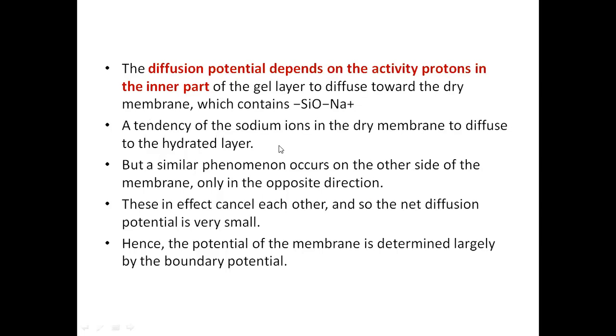But at that same time, the same kind of phenomenon, which is called the boundary potential, takes place on the outer side, and this phenomenon is stronger than the internal phenomenon. That's why the effect of this diffusion potential will be nullified, and hence we can only consider the boundary potential in place of the diffusion potential when we are going to measure the pH. So this is all about the mechanism of the glass electrode during pH measurement.